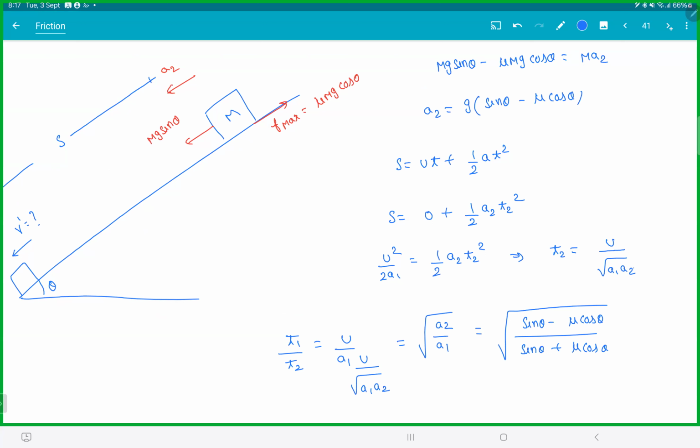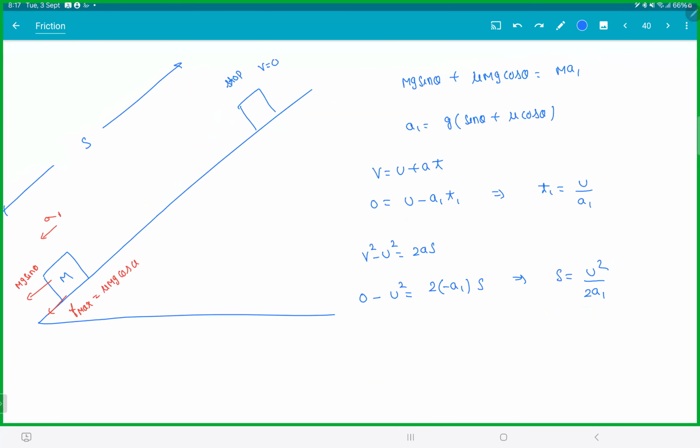So the problem here is we don't know the final velocity, so I can't use v is equal to u plus at. That's what makes this problem a mess. You had to find the distance here. Please have a look at the steps. It's not difficult, but you have to be careful. It's like just brute force solving.